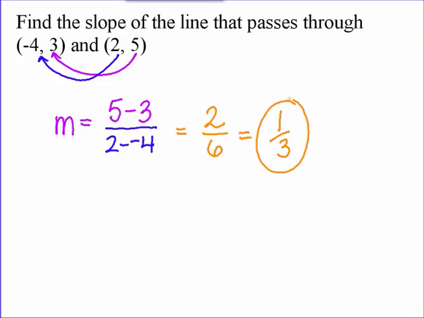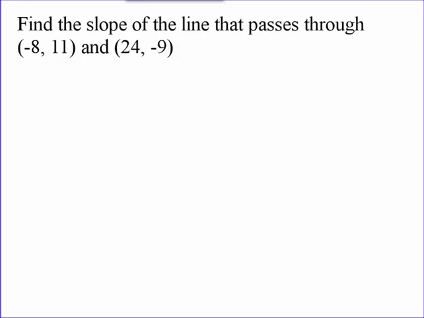All right. So we're going to look at another one of those. I'm going to have you try it. Find the slope of the line that passes through negative 8, 11, and 24, negative 9. So quickly, do that right now at your desk.